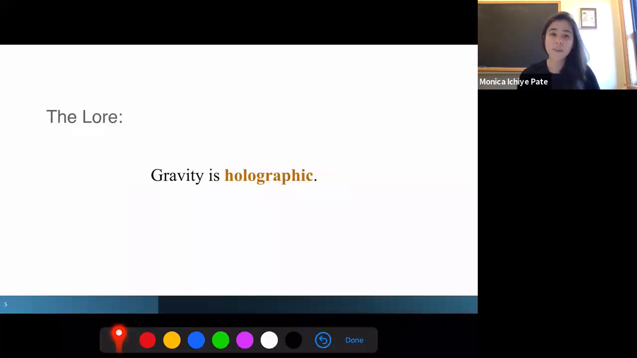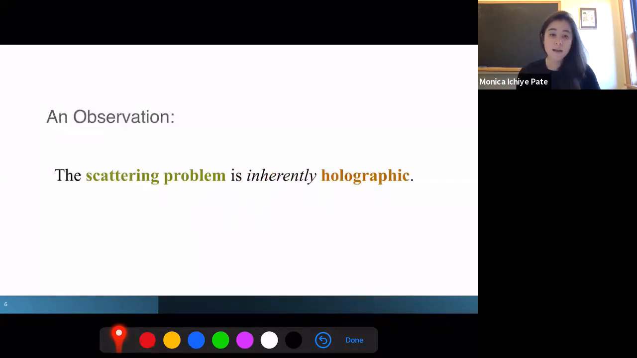Now, the lore is that there does exist a new sort of organizational principle for theories of gravity, which is that they're holographic. And specifically, this means that the physics in a theory of gravity is expected to organize like a theory in fewer dimensions without gravity. Now, there are a variety of different arguments one can give in support of this expectation, but for the purpose of this talk, since we're interested in the gravitational scattering problem, a key observation is that it is inherently holographic.